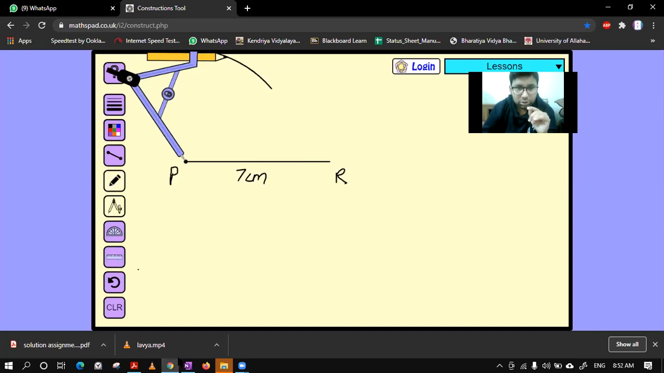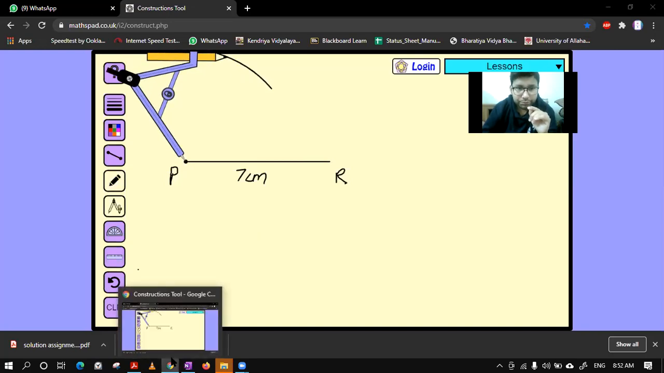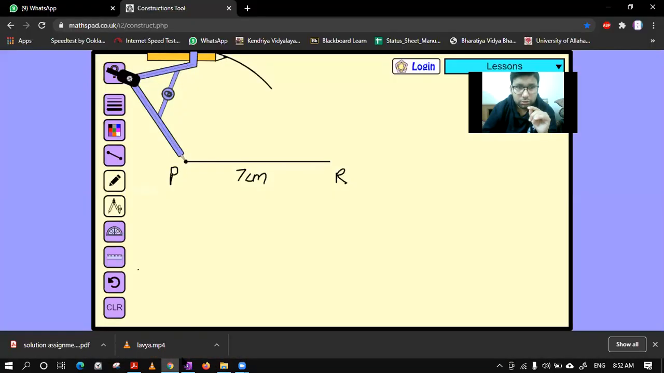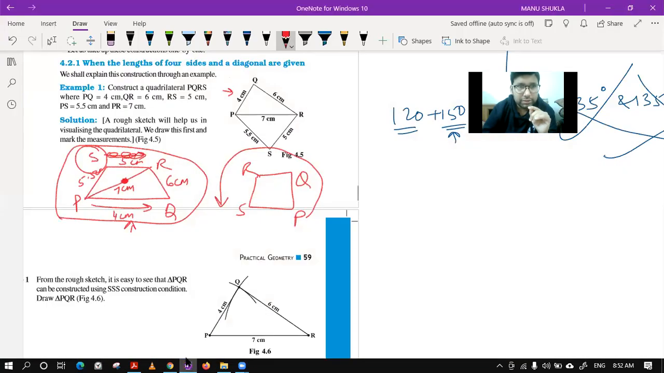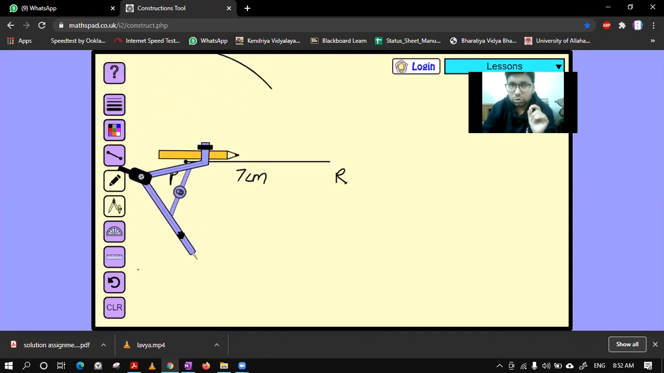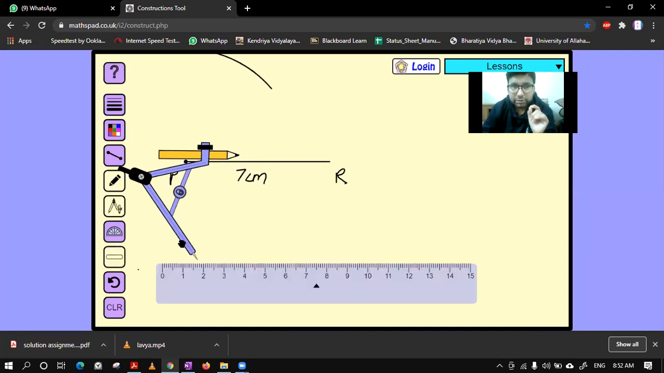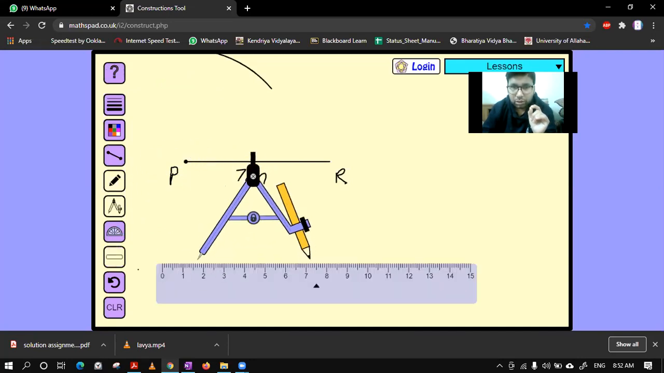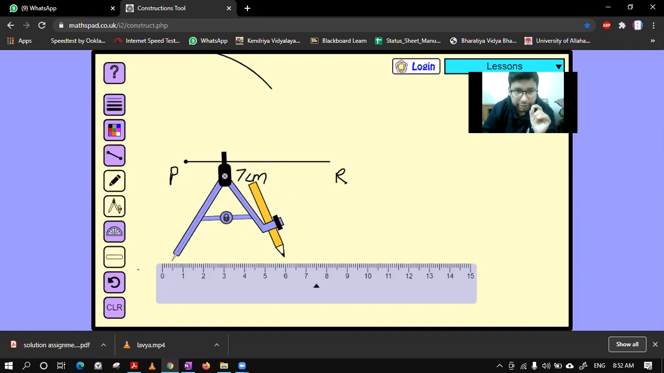Now, what is the length of RS? The length of RS is 5 centimeter only. So you can understand our point S is lying somewhere on this arc. But to get the exact position of that point, we need to draw RS also. For RS, we have this scale. Again, let's measure 5 centimeter.